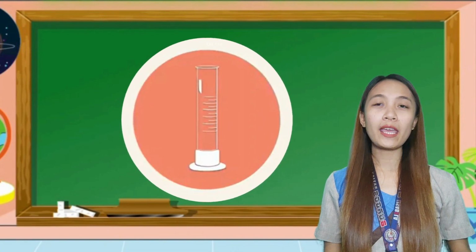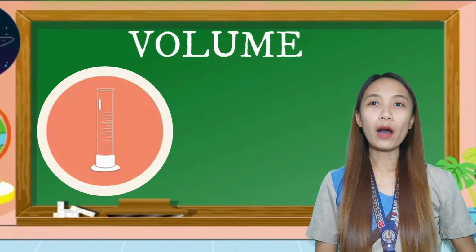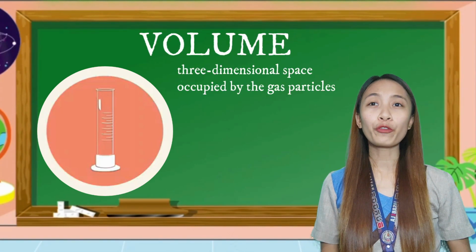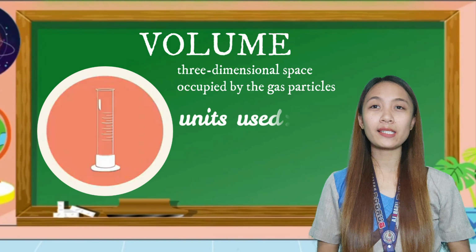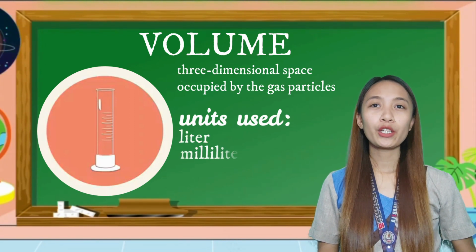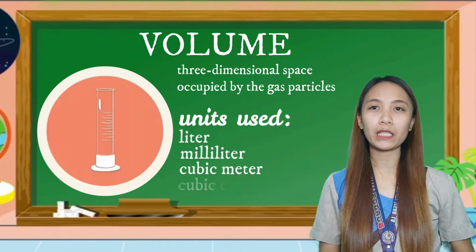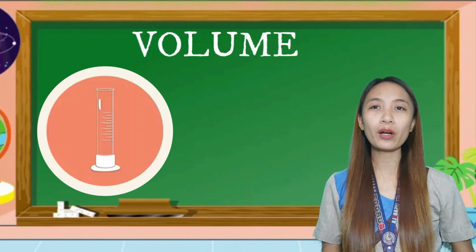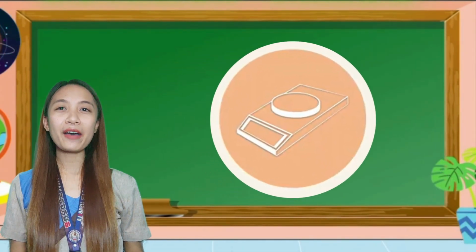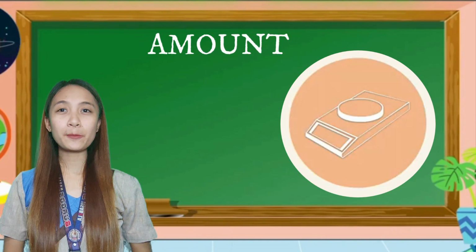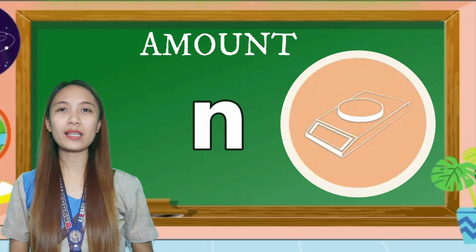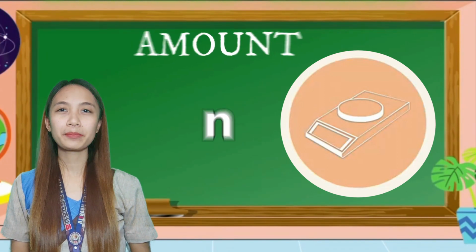The third variable is volume. Volume is the three-dimensional space occupied by the particles. For volume, we often use the units liter, milliliter, cubic meter, and cubic centimeters. When the generalized variable of volume is discussed, the symbol V is used. And lastly, we have the amount, which is expressed or measured in moles. The letter n is used as the symbol for the amount of gas.